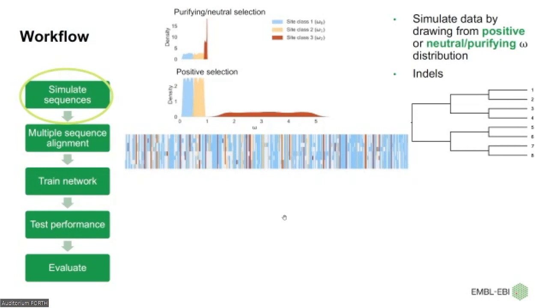So here I'm showing a color-coded alignment of what something we might simulate looks like. Each codon site in the simulated alignment will be assigned an omega value under which it will evolve. Sequences undergoing positive selection will have some sites which are allowed to evolve under an omega of greater than 1, and those not undergoing positive selection will have all omega values less than or equal to 1.